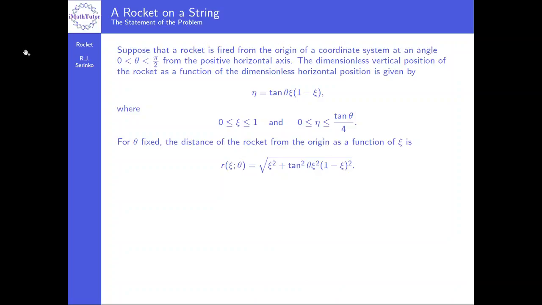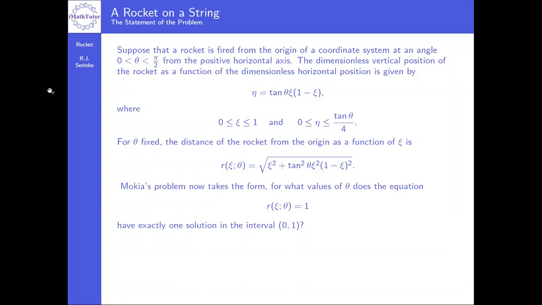Now, for theta fixed, the distance of the rocket from the origin as a function of z is given by this expression. This is just using the Euclidean distance. Now we can restate our problem. We want to know for what values of theta does the equation r of z, theta equals 1 have exactly one solution in the interval 0 to 1.